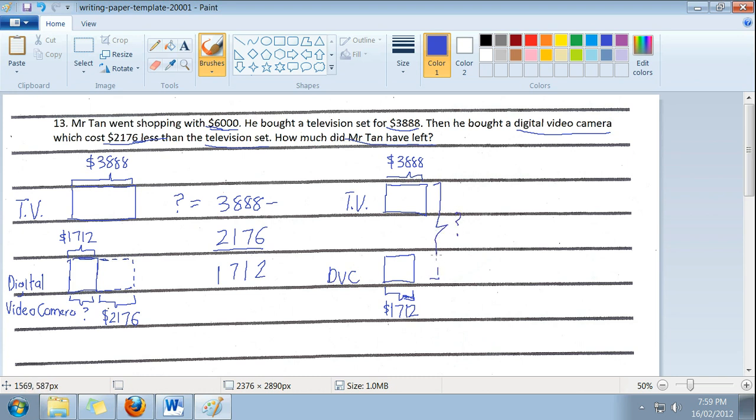Alright, let's try again now. So the question mark is equal to 3,888 plus 1,712. Aha, there we go. 8 plus 2 is 10. 1 plus 8 is 9. 10. Alright, I'll just add this.